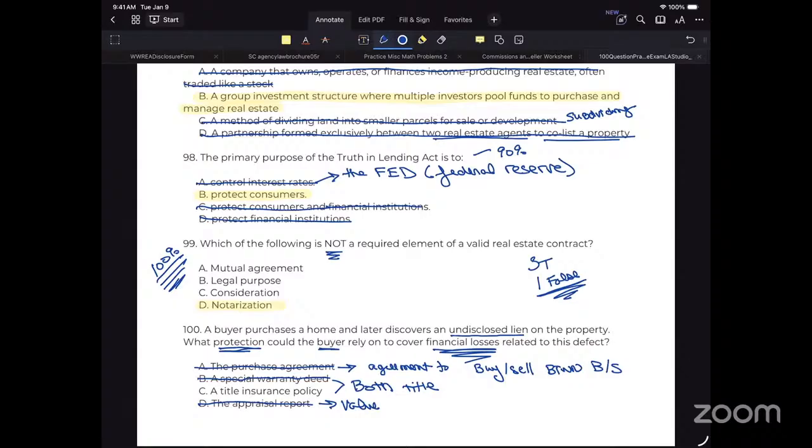But if somebody comes and says, oh, a person before me who owned the property messed it up, I can't help you. If you want that kind of protection, you need a warranty deed or a general warranty deed. So that may not protect you from financial losses on that undisclosed lien if the person comes from a prior owner, making our answer C, title insurance policy.